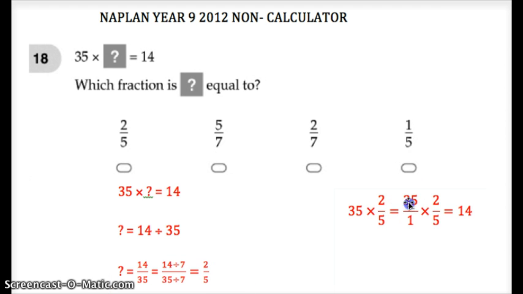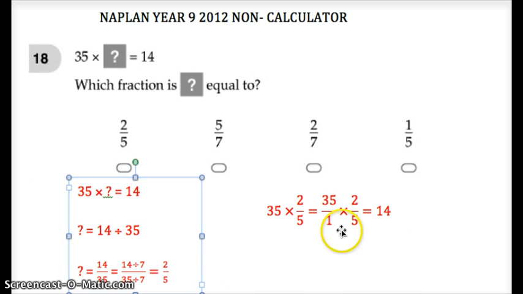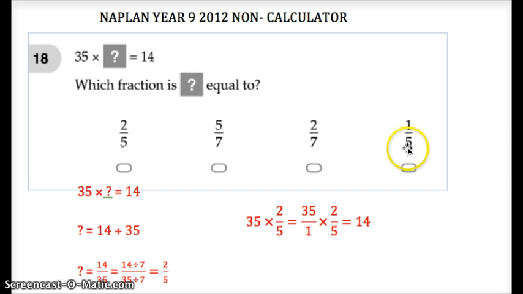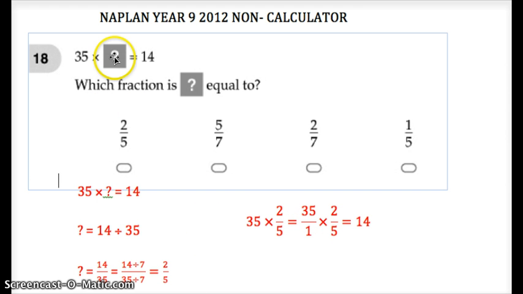Now another way of doing this question is to try, like if you can't work this out here, then there is another way that you could do this question. Now you could try each of these answers and see which one works. The only problem with that method is sometimes it can take a long time. So we're going to try 2/5 where the question mark is.